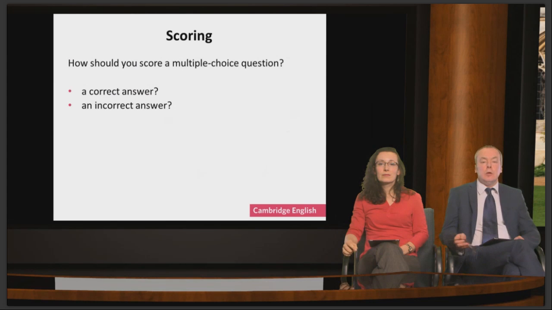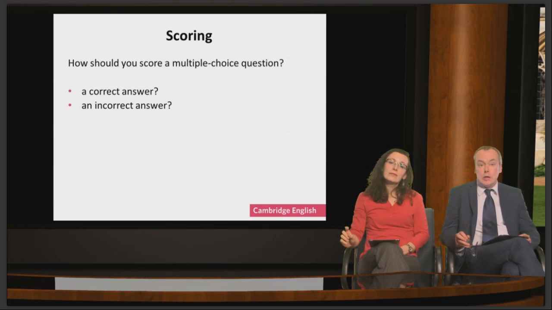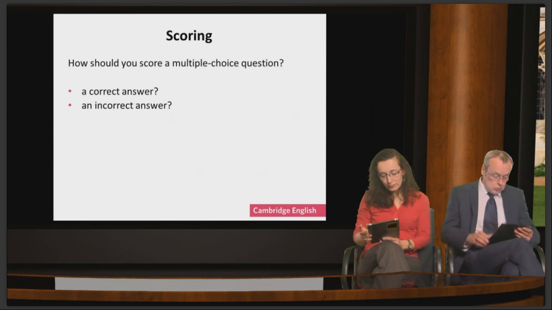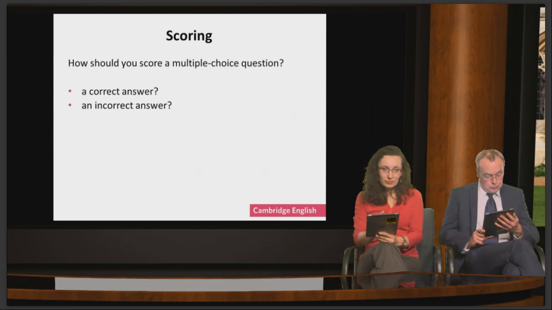Think about a multiple choice question. What score would you give a correct answer? What score would you give an incorrect answer? Please type your responses in the chat box now. So scoring. So what would you give a correct answer and what would you give an incorrect answer?